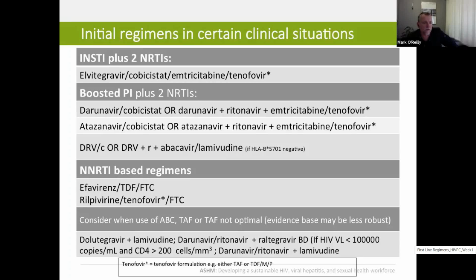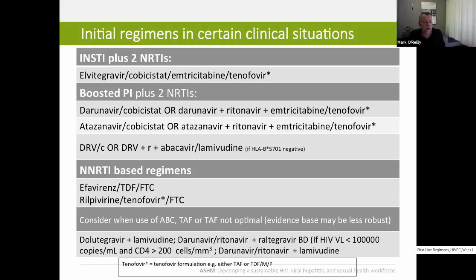Similarly, a boosted protease inhibitor with two NRTIs, so darunavir boosted by cobicistat, or darunavir with ritonavir with emtricitabine and tenofovir as one option. And it's important to note that Symtuza is a single pill option that is a fixed dose combination of darunavir boosted by cobicistat with emtricitabine and tenofovir alafenamide, or TAF.